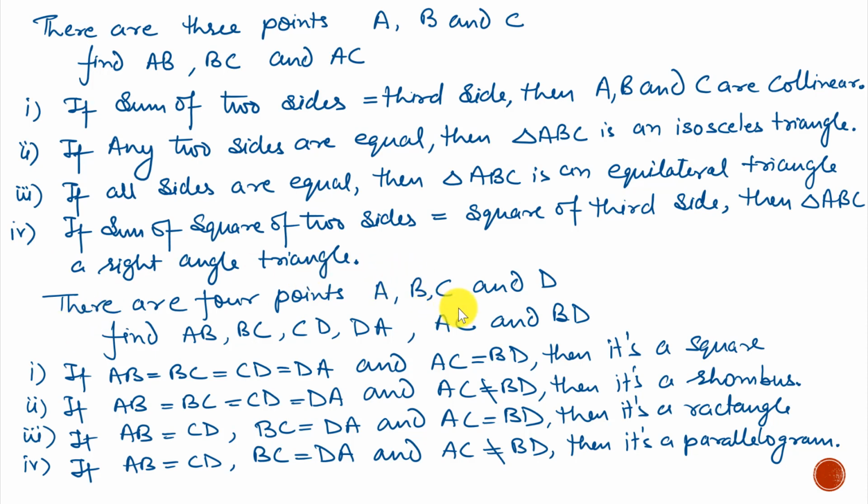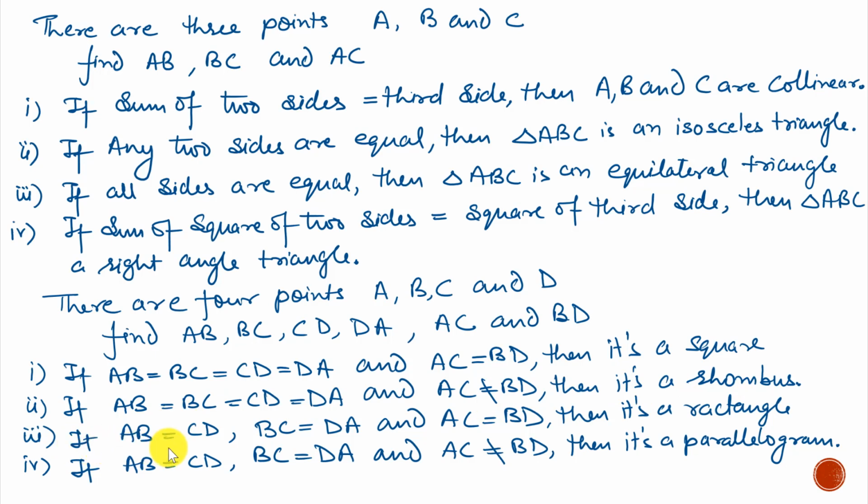And if we have 4 points A, B, C, D, find AB, BC, CD, DA, AC and BD. First point, if all sides AB, BC, CD and DA are equal and the diagonals AC and BD are also equal, then it is a square. If all sides AB, BC, CD and DA are equal but the diagonals are unequal, then it is a rhombus.